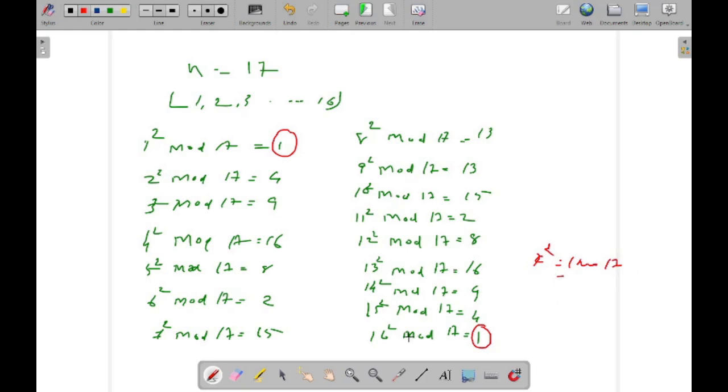We know 16 in the modular 17 system is equal to minus 1. That is, minus 1 is congruent to 16 mod 17. We are getting x equal to plus 1 or minus 1, only two values. So the square root test says 17 is prime. Let us check another value.